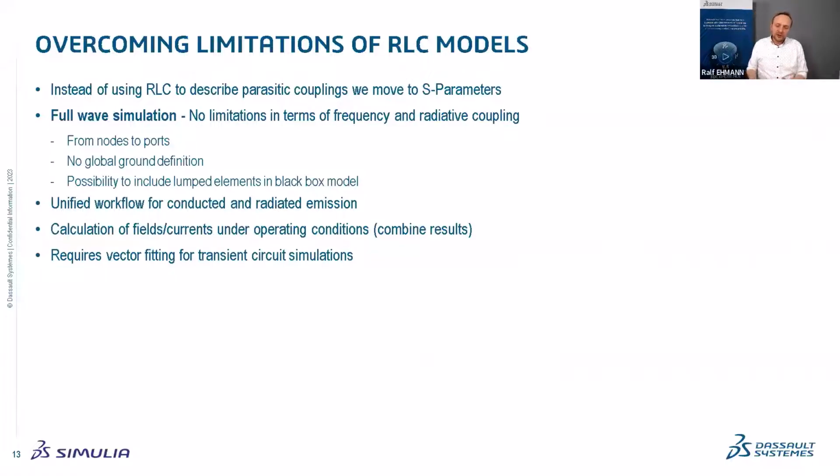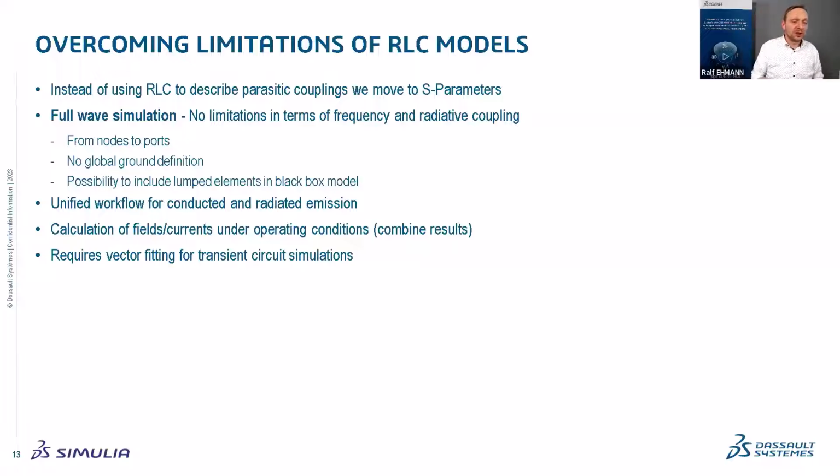So we have seen that the RLC extraction is a nice tool, but it has its limits. And how to overcome these limits? Instead of using RLC values to describe all the couplings between the interconnects, we move to S parameters, which is a black box description we can no longer simply read, but we get rid of the limitation that there is no possibility to model radiation, because with S parameters, you can also model radiative coupling. We can also have a kind of unified workflow: not only for the conducted emission with partial RLC, we have a workflow which works for conducted and radiated emission.